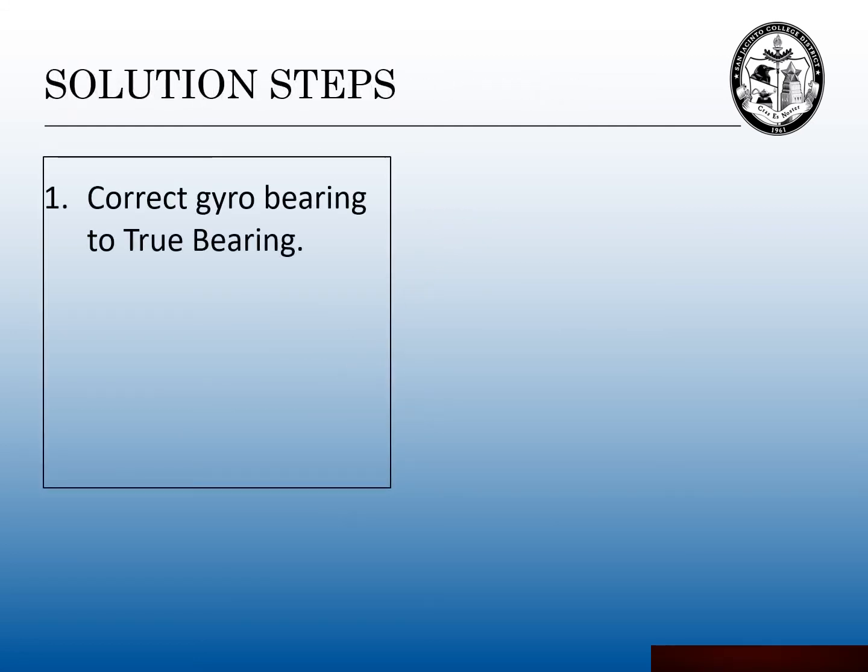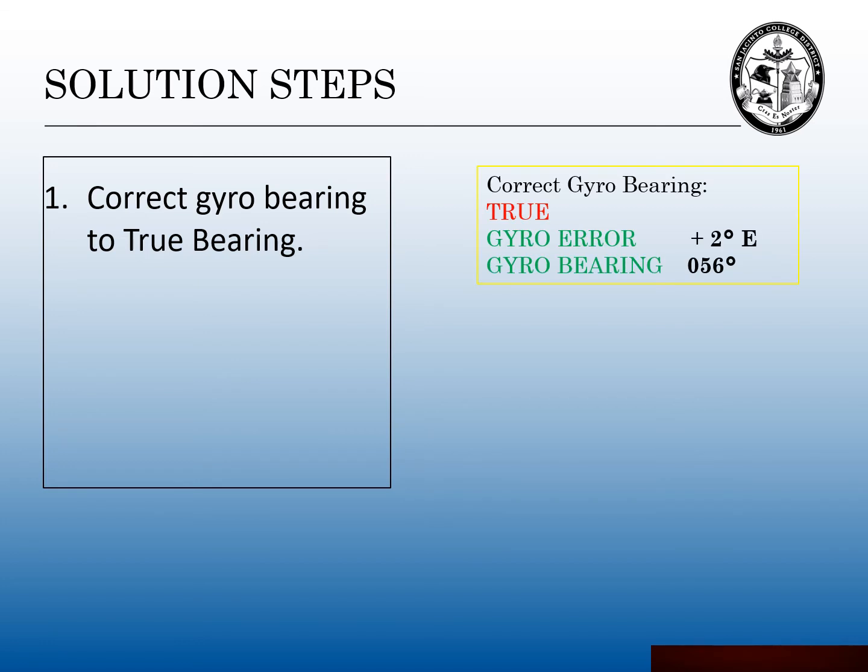So, solution steps to finding a tangent bearing. First thing we have to do is correct the gyro bearing to a true bearing. Our gyro bearing given in the question is 0.56 degrees. The question also gave us our gyro error of 2 degrees east. Since we are correcting our gyro, we're going to add the 2 degrees to the 0.56 and get a true gyro bearing of 0.58 degrees.